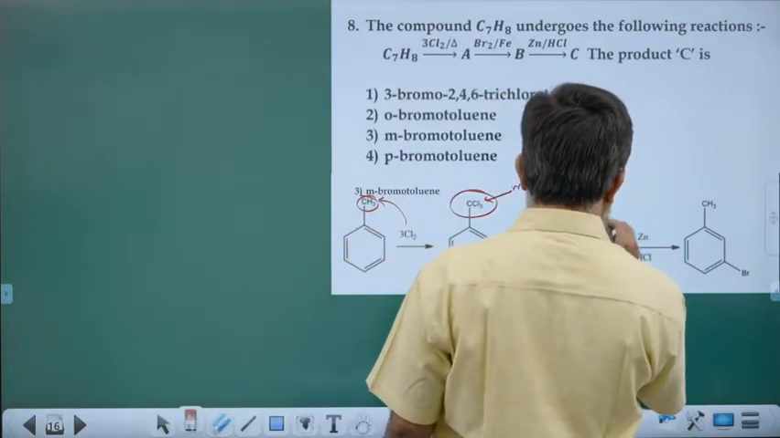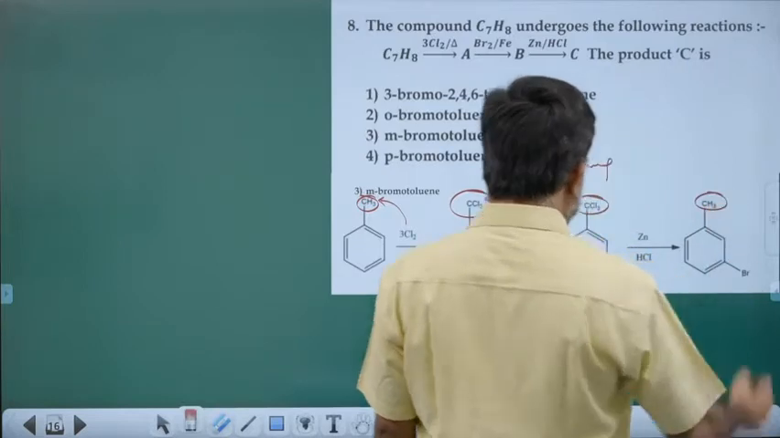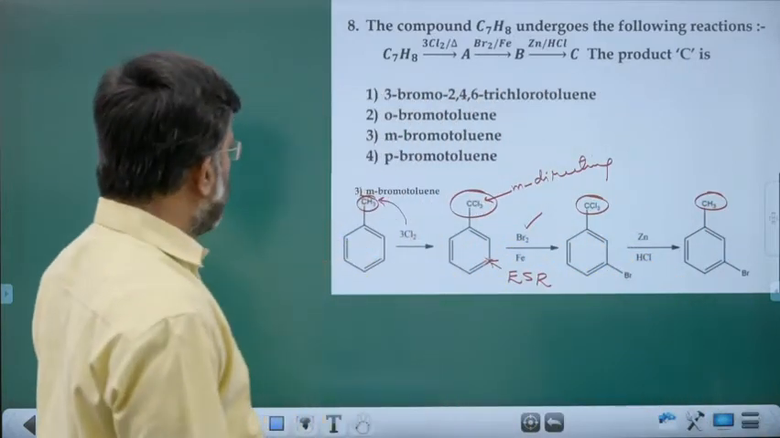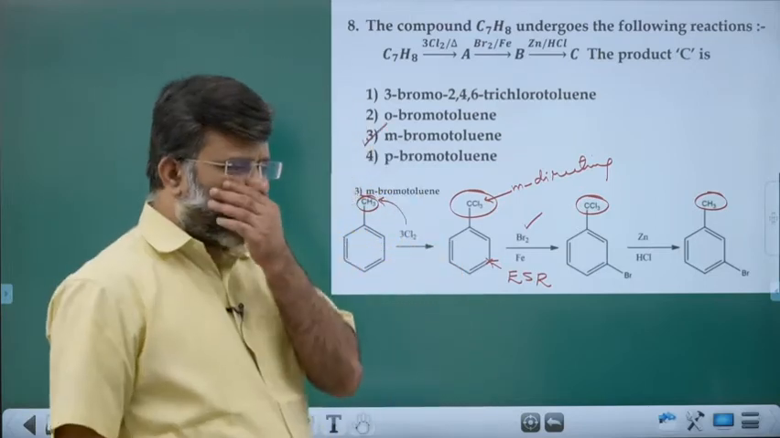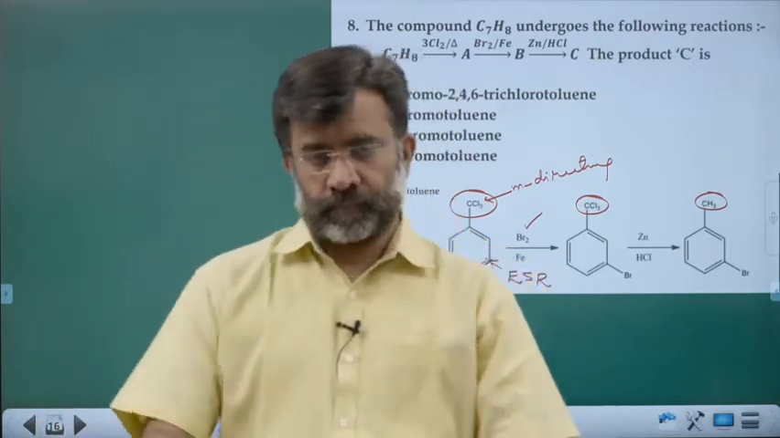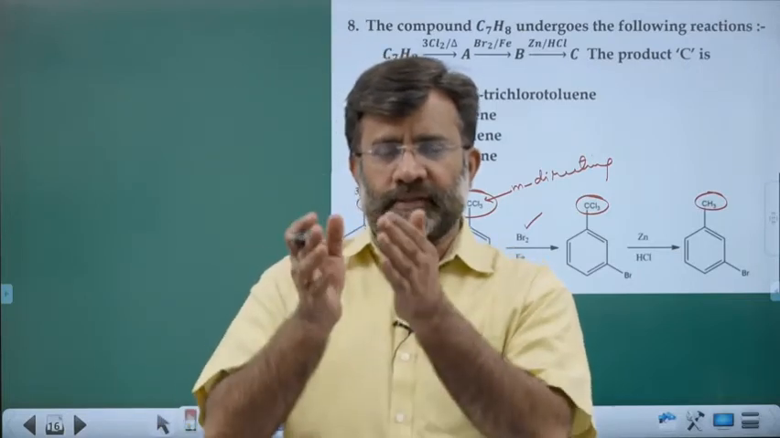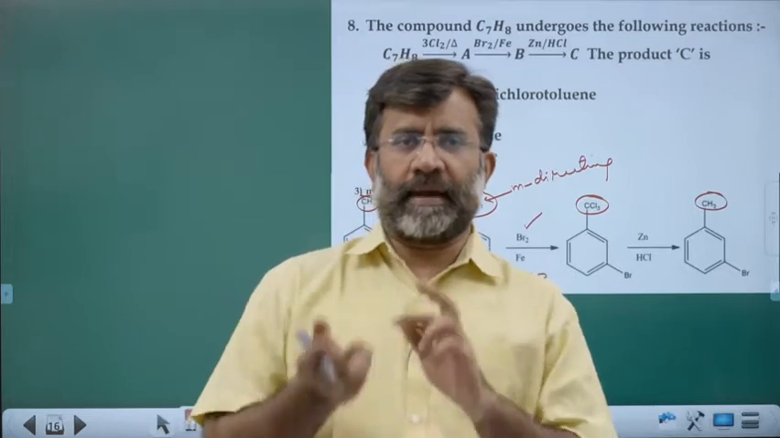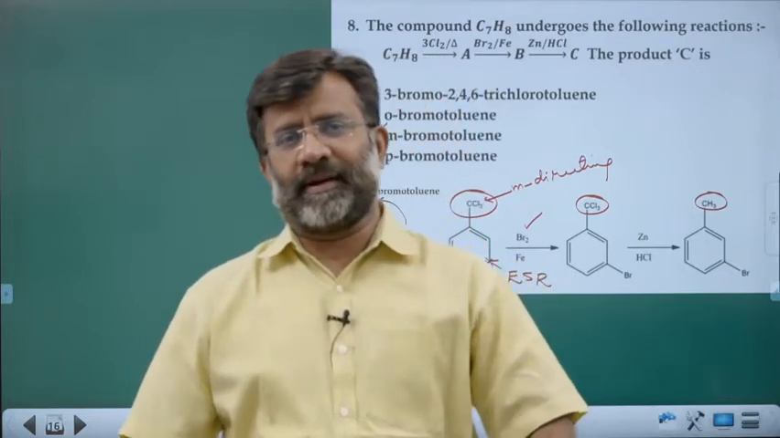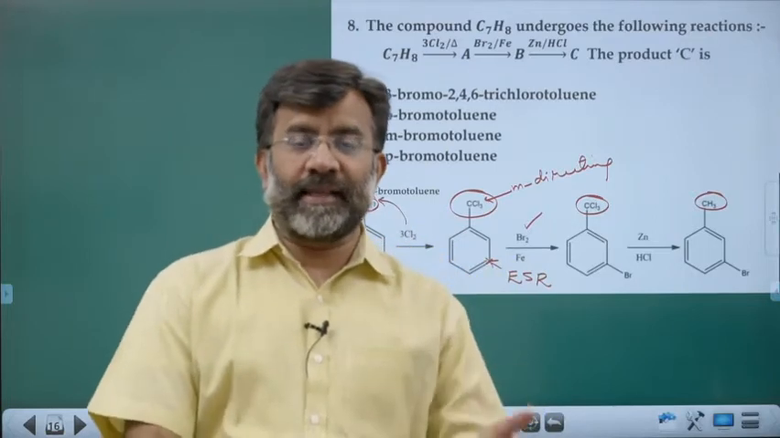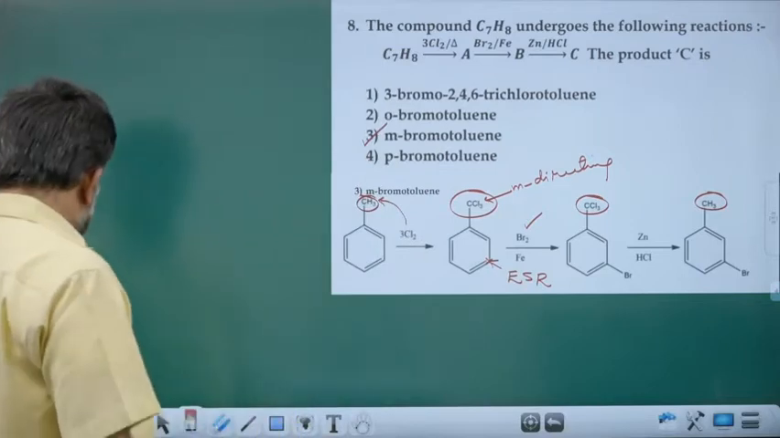When you are reducing, this chlorine will be replaced with a hydrogen. And you are getting meta-bromotoluene, third choice. So with the first reaction, when CH3 turns CCl3, the character also turns. CH3, if there, is ortho-para-directive. And CCl3, if it comes, is meta-directing in nature. Next.